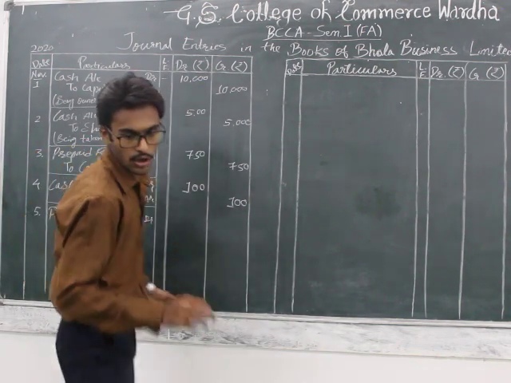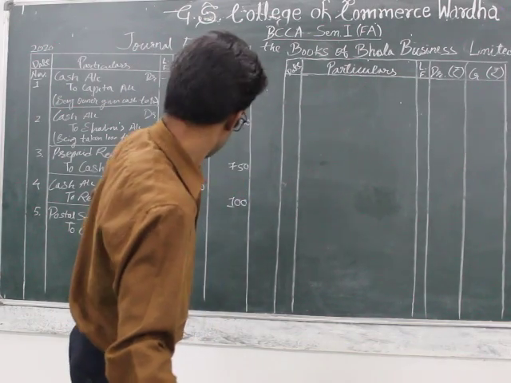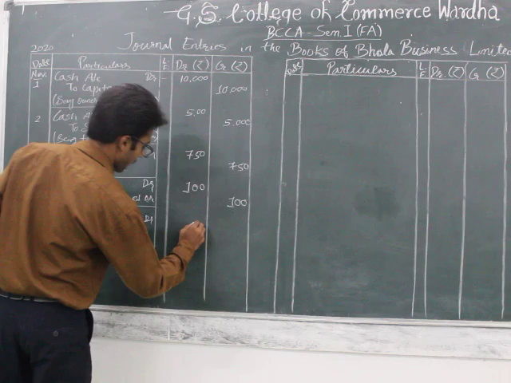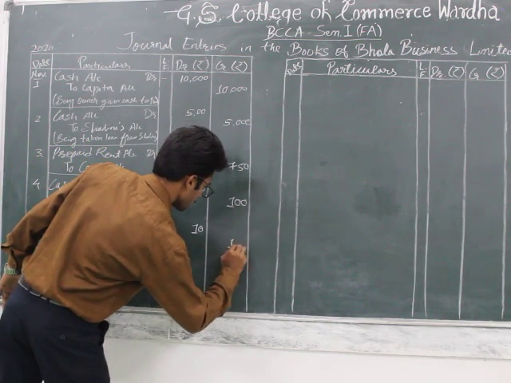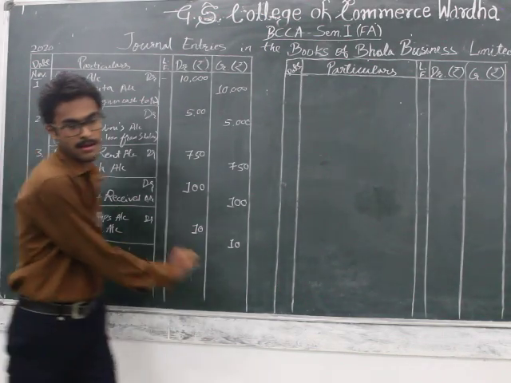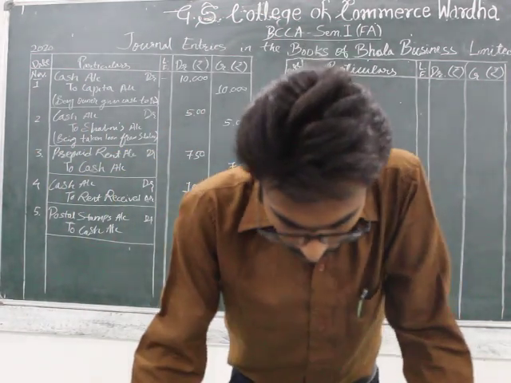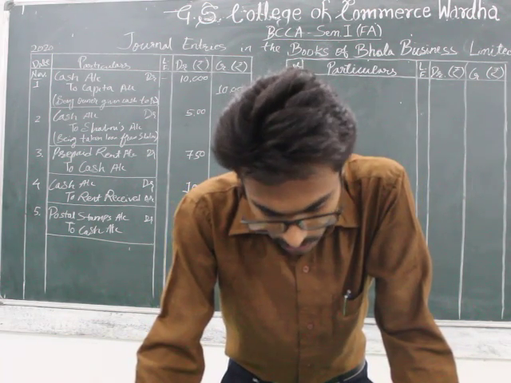The amount will be rupees 10. Okay. Rupees 10. So this is how we can prepare journal entries. Okay, we have completed the fifth. Now we are on the sixth.